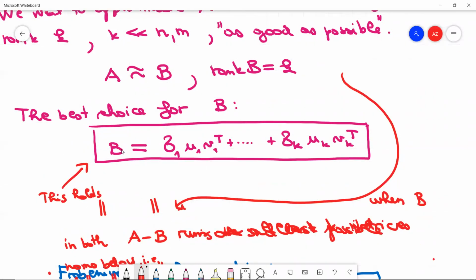This is in fact the theorem that B, which best approximates A, is exactly this sum. So we'll see use of this when compressing images. You get an image. The image is a matrix. In every entry of this matrix is some information about how much color is in the corresponding part of the image.